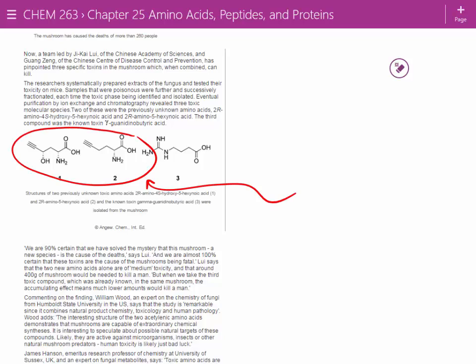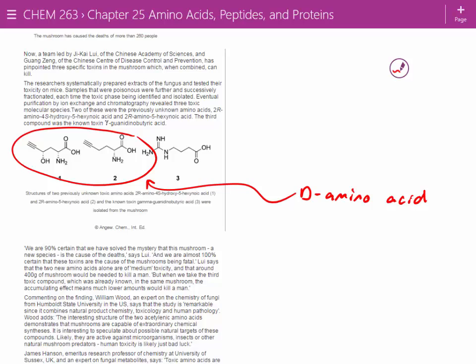But the problem with these is that these are D-amino acids. So they're not the correct type of amino acid that our body is used to dealing with. So what do you think happens when these get introduced into our body? You die. Yeah.